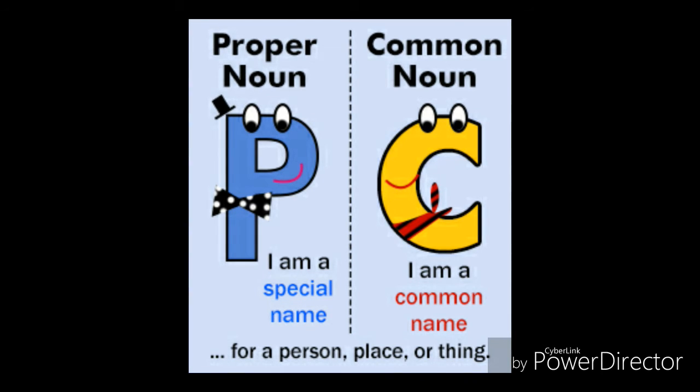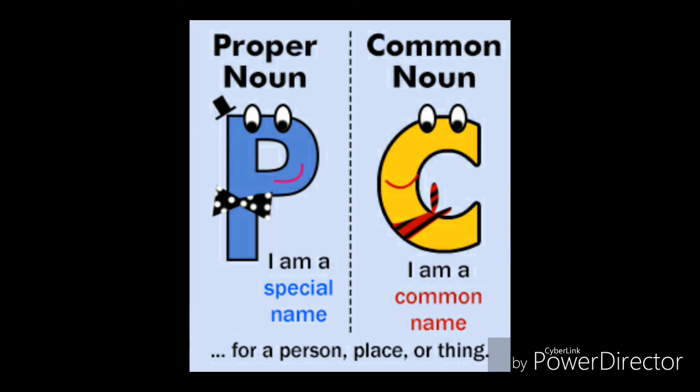So that's the difference between common nouns and proper nouns. If you talk about something general, it is a common noun. But if you are talking about something specific, it's a proper noun. And the difference between them is that they capitalize the proper noun.